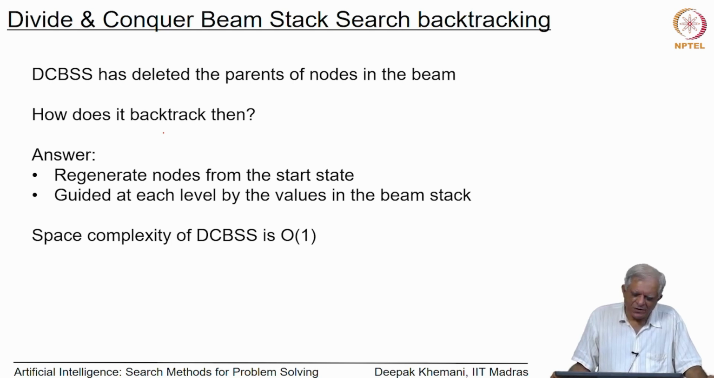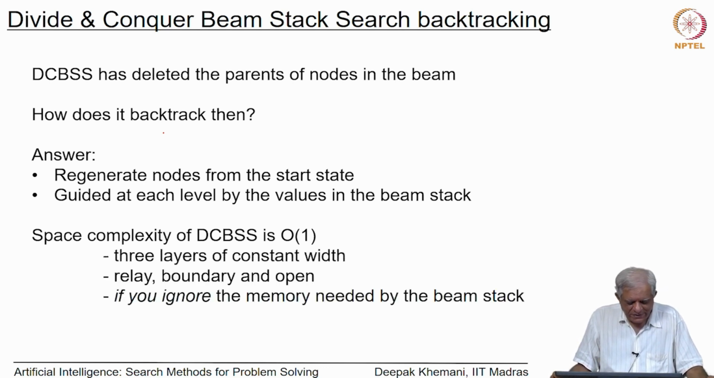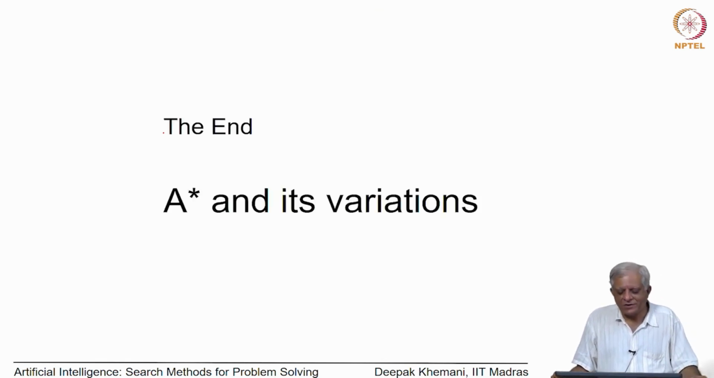The complexity of divide and conquer beam stack, we have said, is order 1 because it keeps 3 layers of constant width, and the 3 layers are relay, boundary and open, but of course, we are ignoring the fact that we are also keeping the beam stack. The beam stack is growing linearly. At every layer it keeps 2 values, but if you ignore those 2 values, and only consider the nodes in the state space that you are storing, then it is a constant number, and it appears to me that you can't possibly do better than that. So, with that we will end our long journey of A star algorithm.